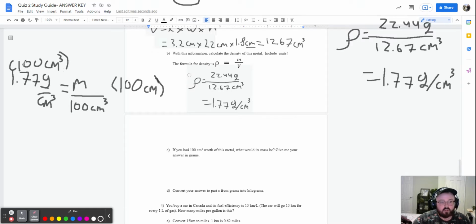So you can take 100, multiply it by 1.77, that will give you 177. This centimeter cubed is on top, it's right here, it's kind of hard to see, and it cancels this out. You get 1.77 times 100 equals 177 grams. This cancels out here, equals our mass. So our mass is going to be 177 grams.